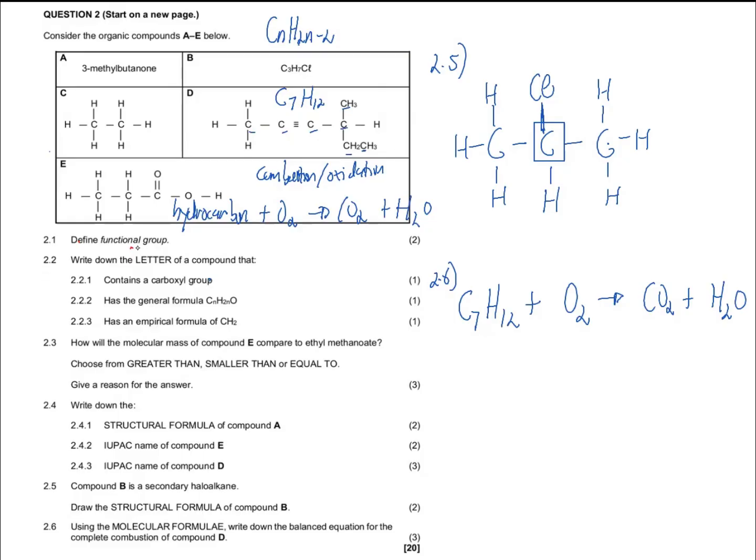So, as long as you know the combustion there, let's say maybe you fail to balance, you can walk out with a mark just by doing that. But then, okay, let's balance now. How do we balance? We use the Chow method, right?